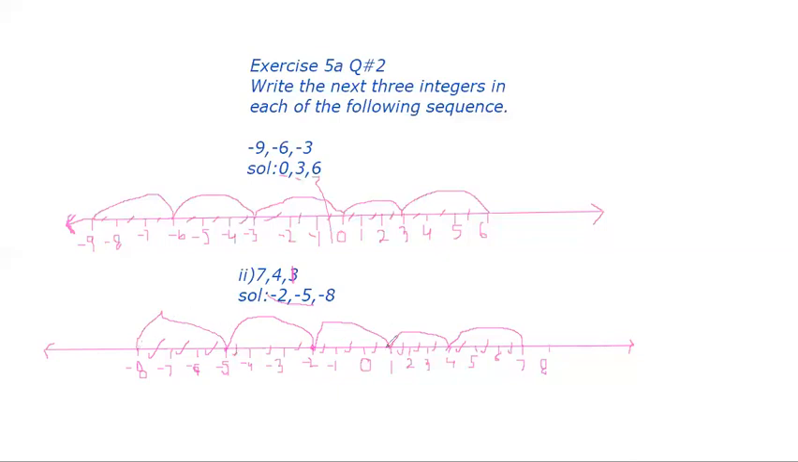So this is the pattern. The next three integers according to the pattern of the question: 7, 4, 1. The next three integers are -2, -5 and -8.